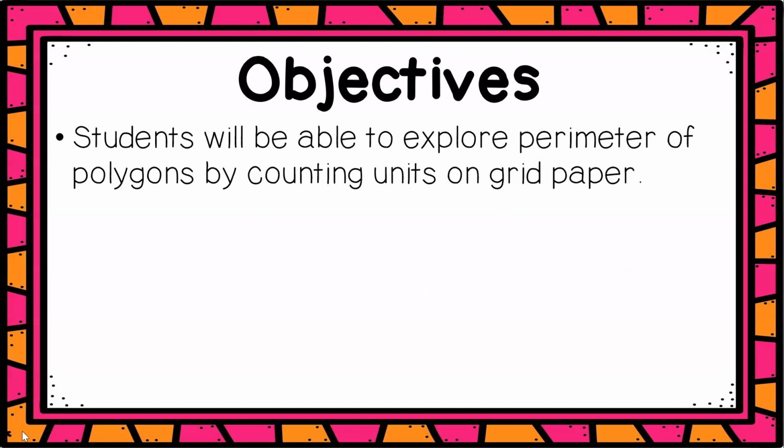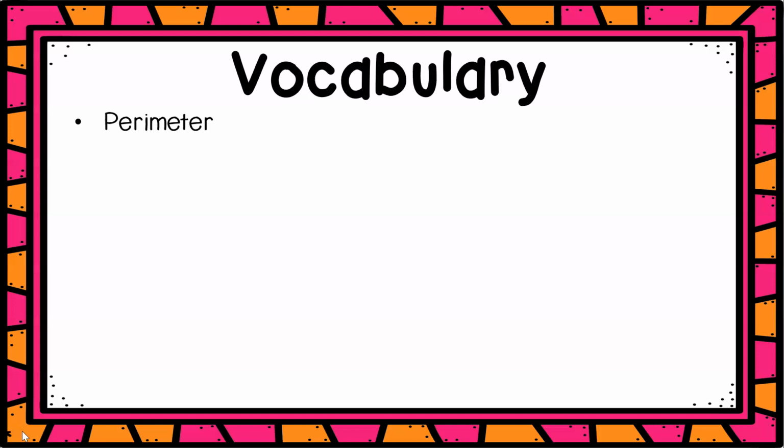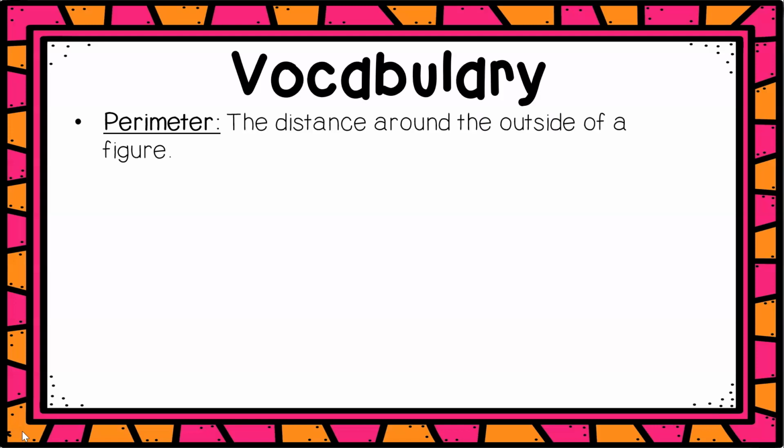The lesson objective for today says, students will be able to explore perimeter of polygons by counting units on grid paper. We can see now that we only have one vocabulary term for the day, which is perimeter. Perimeter means the distance around the outside of a figure. This will make more sense as we model and practice perimeter.